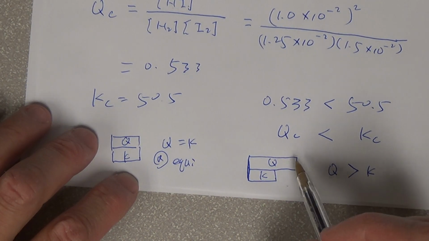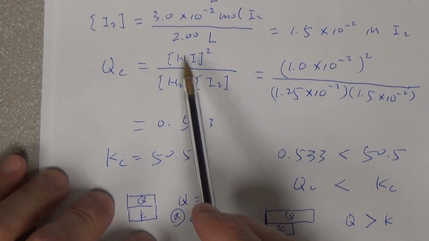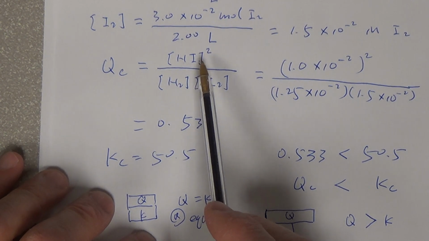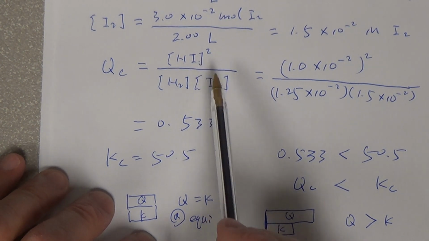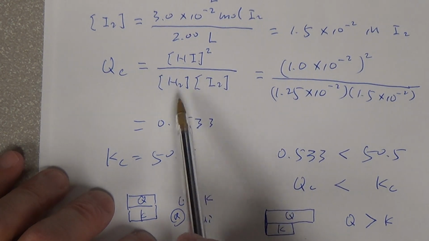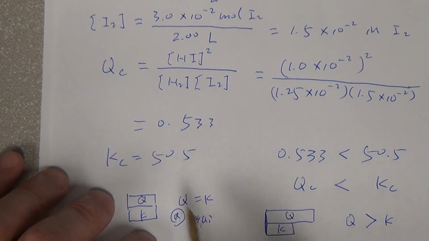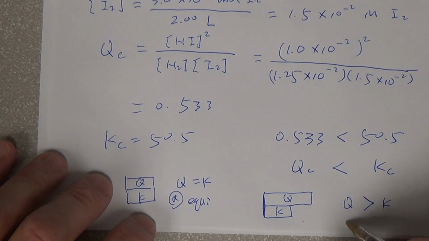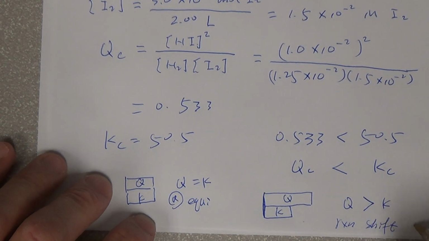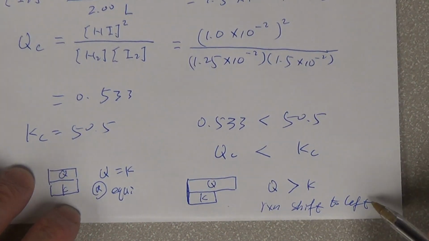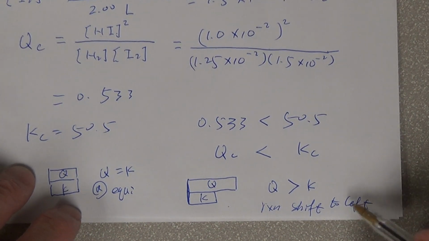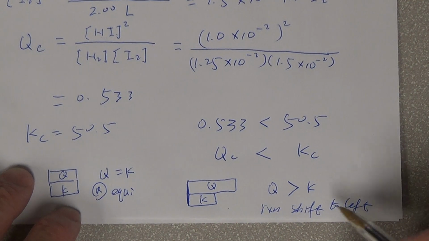So reduce Q, and we know Q has the products on top, so we want to reduce the amount of products and at the same time increase the amount of reactant. So this means if Q is larger than K, our reaction should shift to the left, to proceed from right to left to get equilibrium.